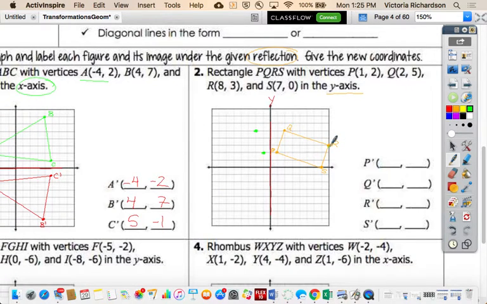R is 8 units away from the line of reflection, so I'm going to make sure that my R on the other side is 8 units away. S is 7 units away from the line of reflection, so I need to make sure that S prime is also 7 units away, but on the other side of the y-axis. So now I have my 4 points. I need to connect all 4 points. So this was S prime, this is P prime, this is Q prime, and this is R prime. I need to connect them all together with a ruler.